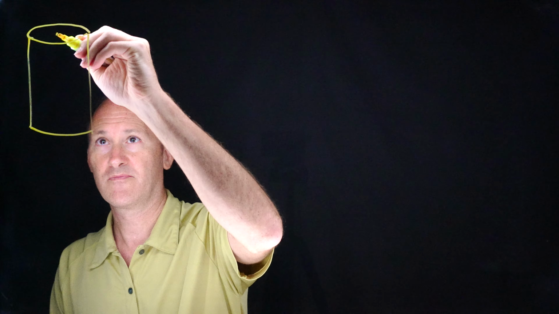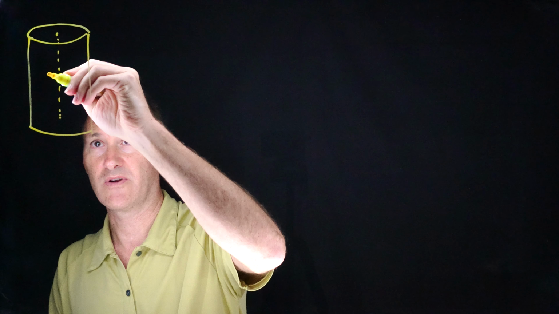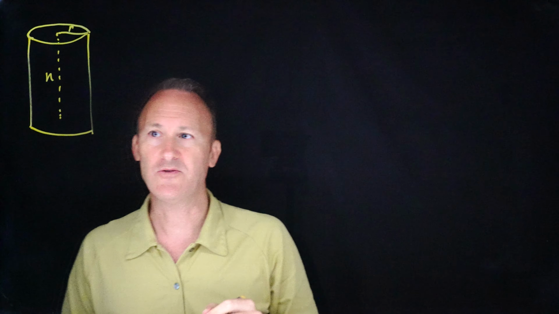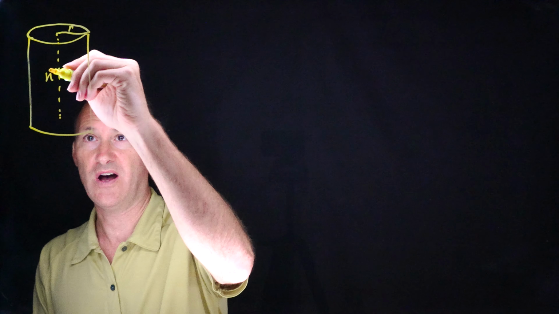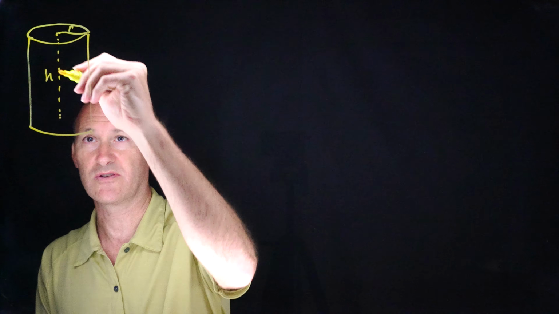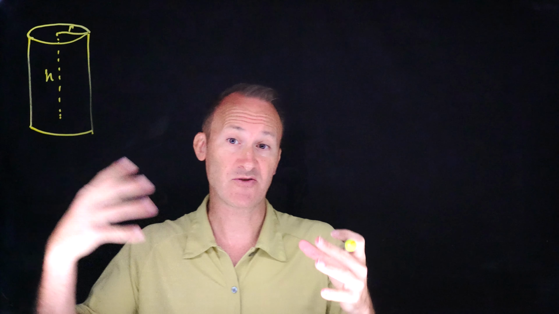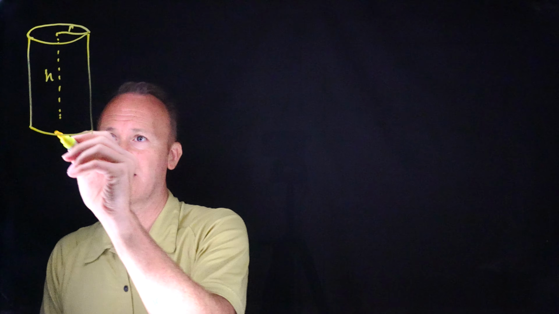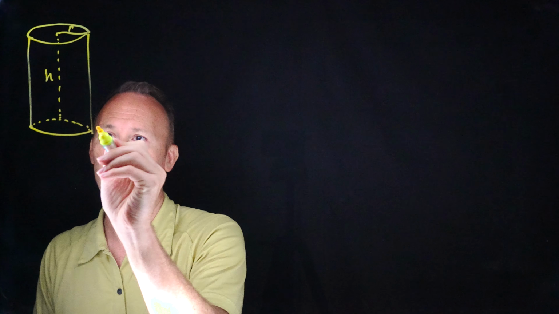So we have a height h and a radius r. Now, how can we use integration to find the volume of this cylinder? Well, integration means summing. And so the idea is you want to sum a bunch of something to get a volume. Well, this is kind of a nice looking picture because you have all of these circles.